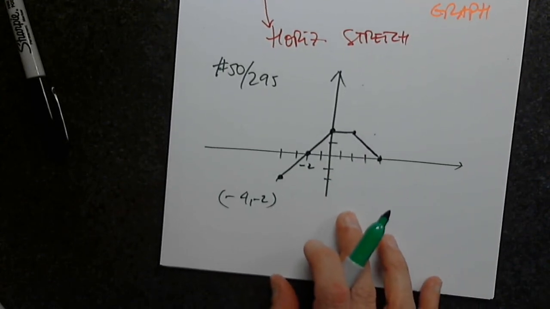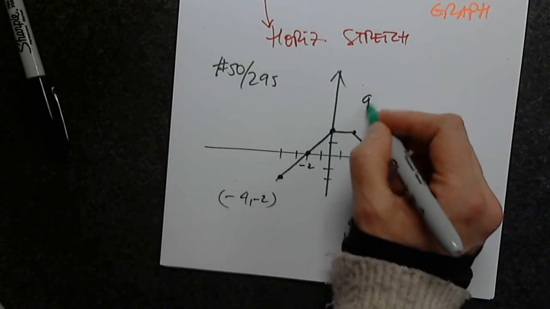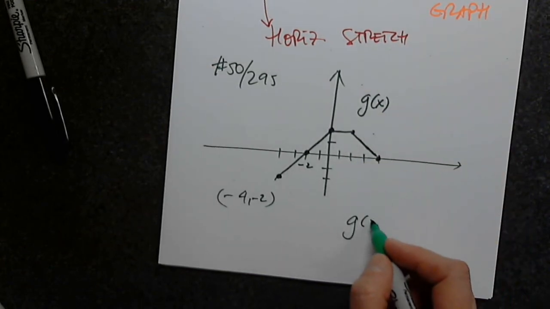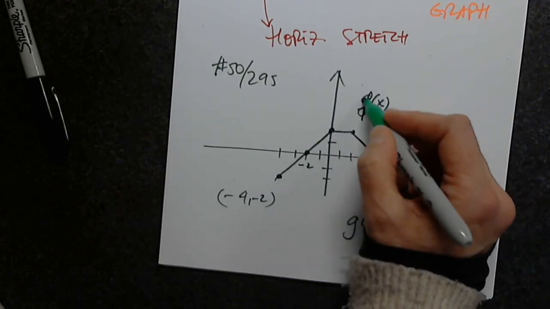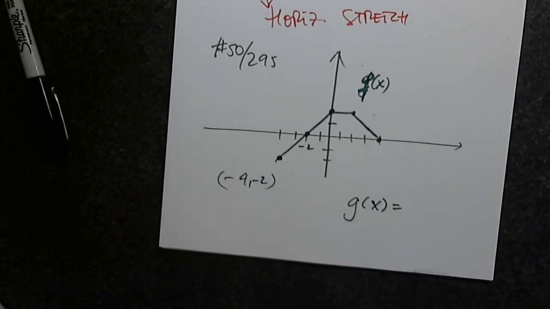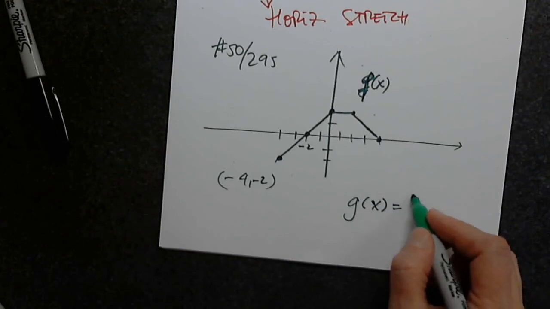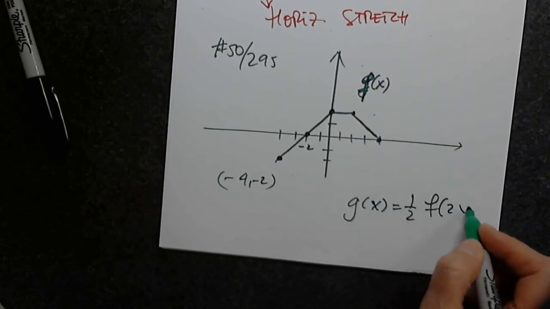And 50 is asking us to determine, so this is the graph of f of x. They want us to determine a new function, which is g of x, which is 1/2 f of twice x.